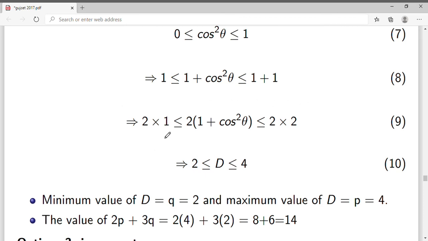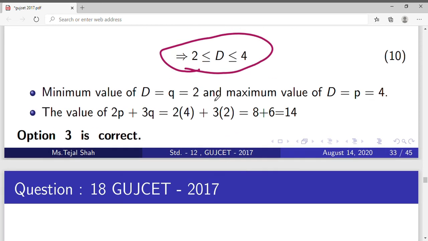So 2 multiplied by 1 less than or equal to 2 times (this value) less than or equal to 2 into 2. So we get 2 less than or equal to, this value is nothing but our determinant D, less than or equal to 4. So what is the range of the determinant D? The range of D is 2 to 4. Okay. So the minimum value of D is 2 and the maximum value is 4. So this one is the value of q and this one is the value of p.